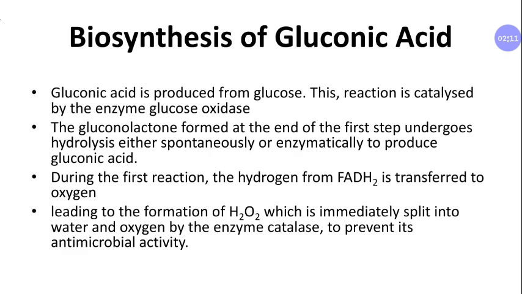Gluconic acid is produced from glucose, which is catalyzed by glucose oxidase. Gluconolactone is formed at the end of the first step and undergoes hydrolysis, which is either spontaneous or enzymatic, to finally produce gluconic acid. During the first reaction, the hydrogen from FADH2 is transferred to oxygen, leading to the formation of H2O2. To prevent its antimicrobial activity, it is immediately split into water and oxygen by catalase enzyme.